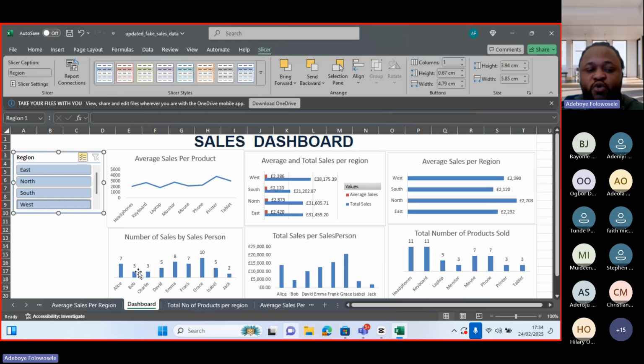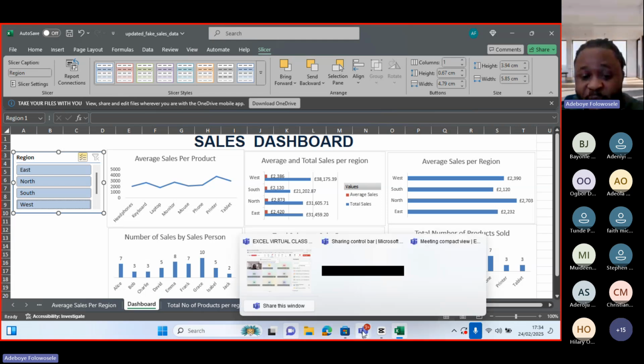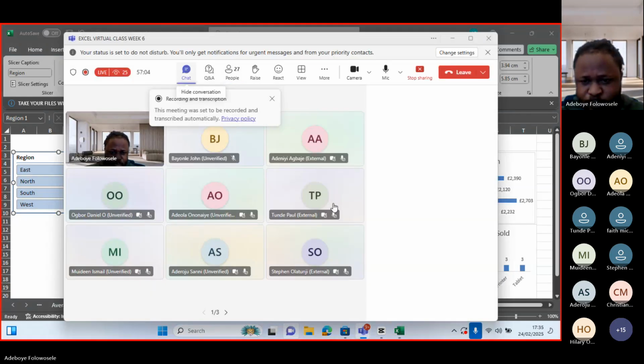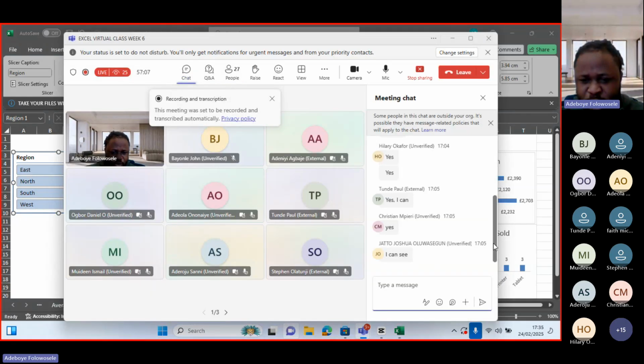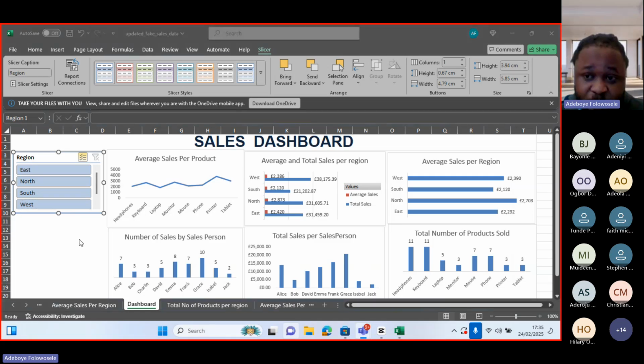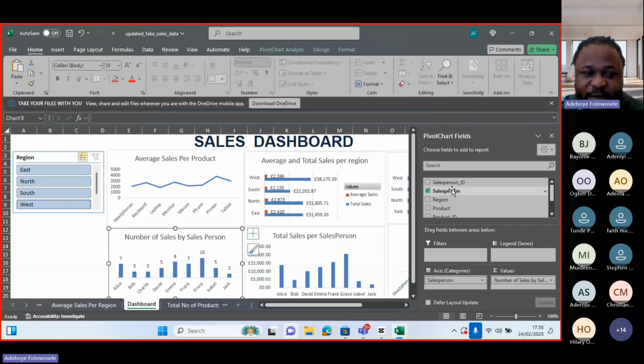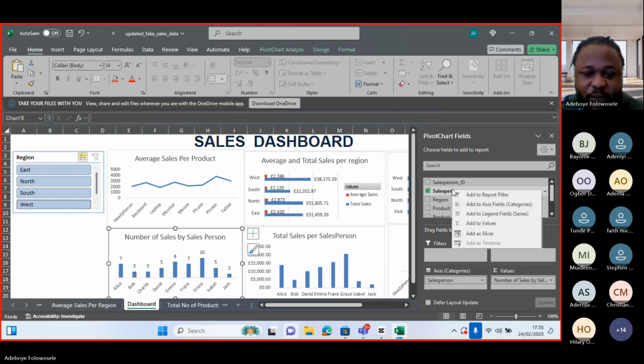So we could also have another slicer. Let me see if we have question. You can drop your questions as I'm working. So we could also add another slicer. So how do we go about that? Again, I want my slicer to be made up of salesperson. So I will right click on the salesperson and say add slicer.